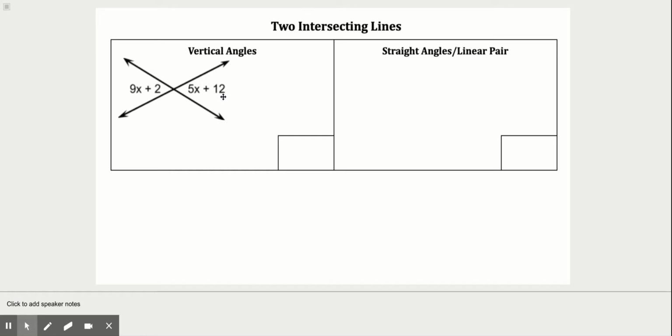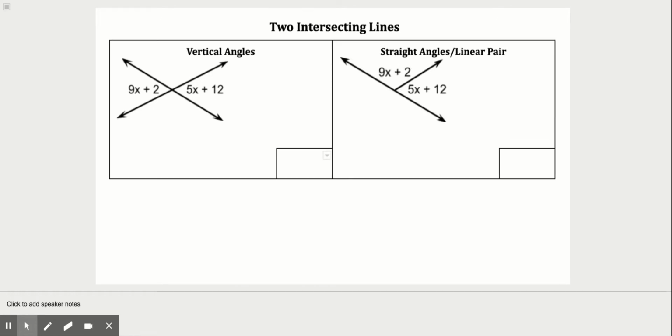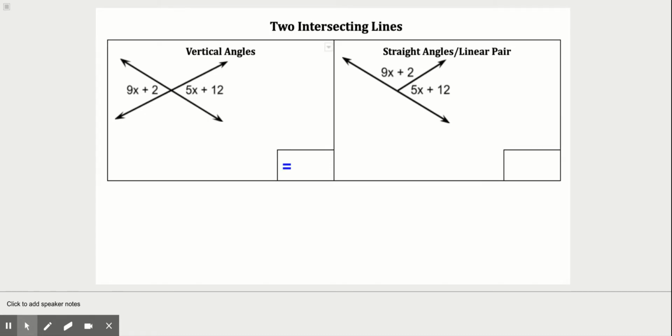They're on opposite sides. Vertical angles are a little bit different than straight angles in that straight angles are going to be adjacent to each other. So again, they're going to share a vertex and they're going to share a side here. They also are going to form a straight line, and you can see that there's this straight line right here. We can call them a straight angle or a linear pair, it means the same thing. So vertical angles are not adjacent. Straight angles, linear pairs, are adjacent. Vertical angles are congruent to each other.